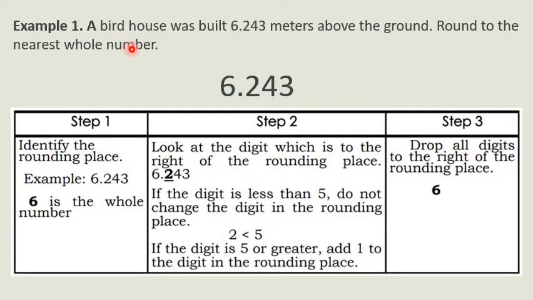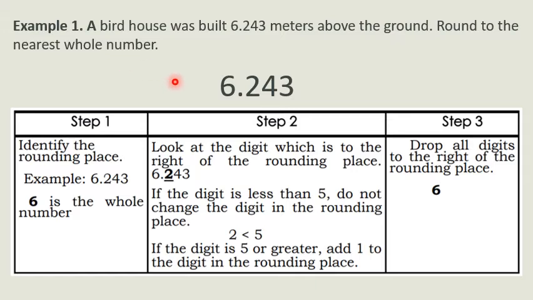For example, we have a birdhouse which was built 6 and 243 thousandths meters above the ground. Round to the nearest whole number. So, ang una natin gagawin dito, ito yung ating number, yung 6.243. Kapag binasa natin siya, 6 and 243 thousandths. Ang gagawin daw natin is to round the number into the nearest whole number.